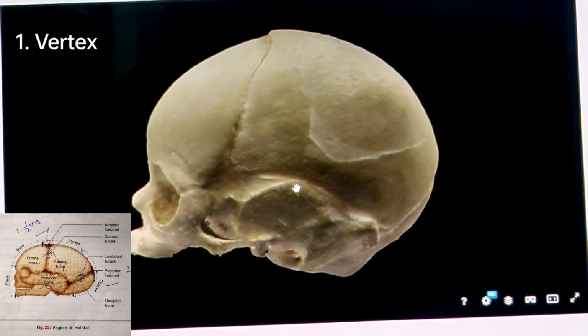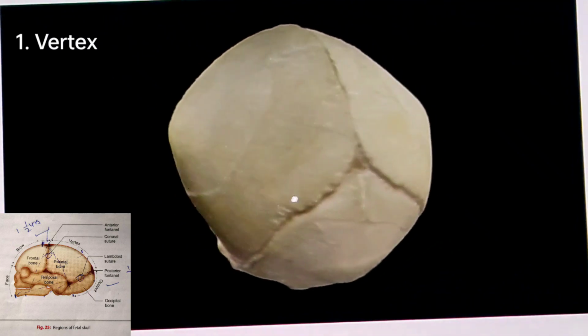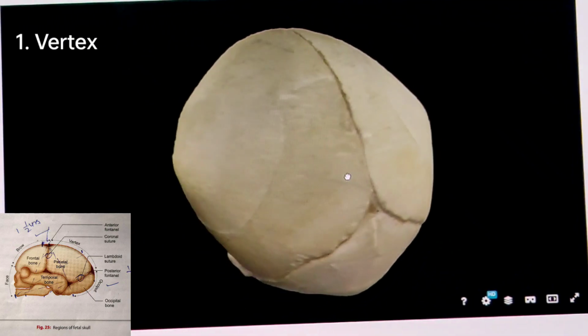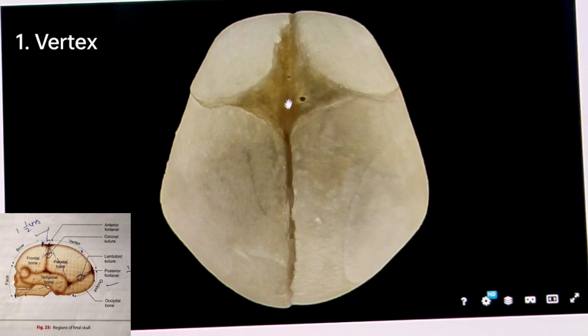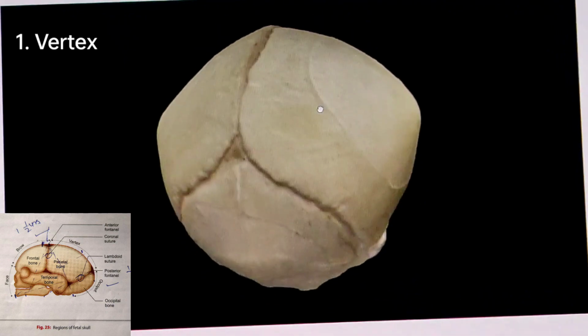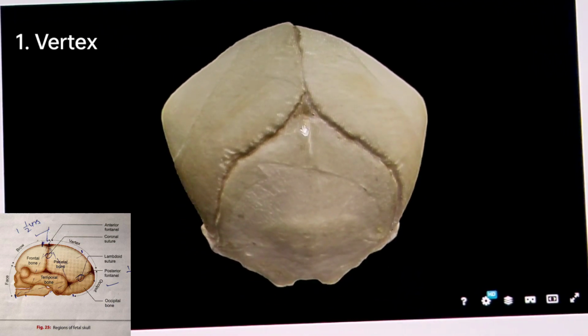Vertex is a quadrilateral area bounded by the anterior fontanelle and coronal suture in the front. You can see in the image, the vertex area is anteriorly bounded by this anterior fontanelle and the coronal suture. This horizontal line is a coronal suture. Both are the coronal sutures. And the posterior fontanelle and the lambdoidal suture behind. This triangular area is the posterior fontanelle, and these lines are the lambdoidal sutures.